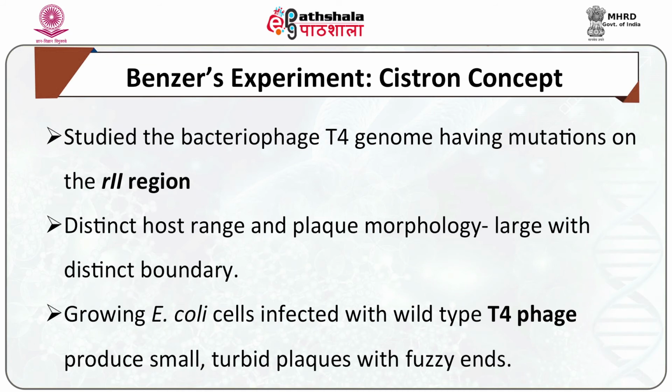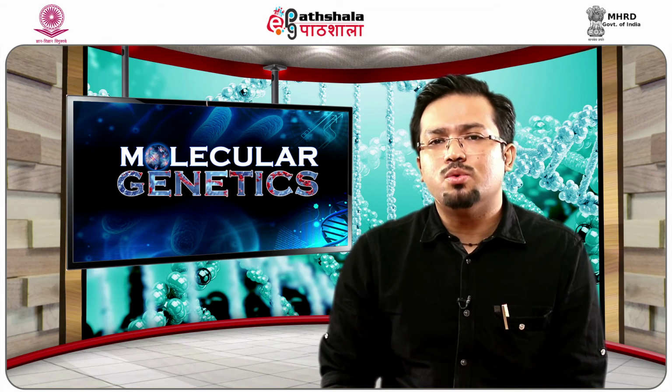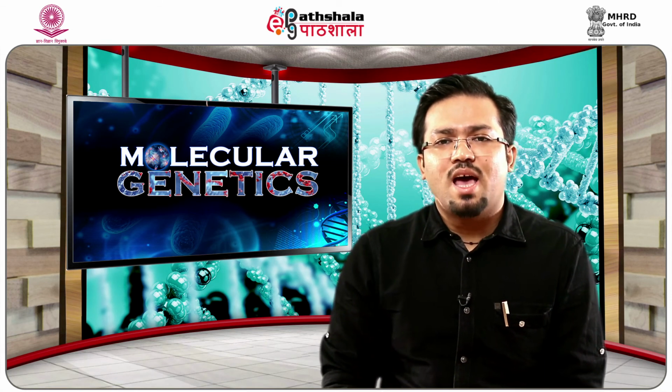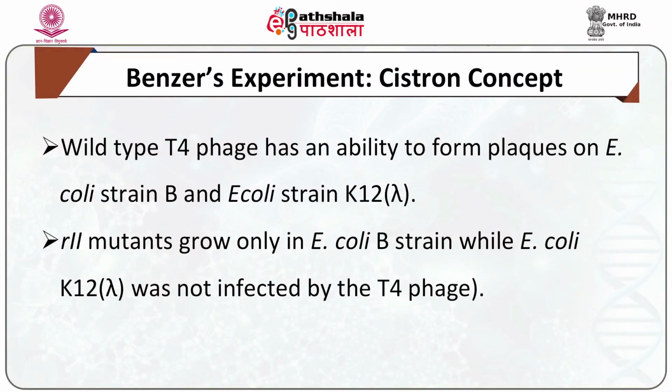Let us dive into his experiment on the cistron concept. Complementation assay: Benzer studied the bacteriophage T4 genome having mutations in the rII gene. The mutants have a distinct host range and plaque morphology. Growing E. coli cells, when infected with the wild-type T4 phage, produce a small and turbid plaque with fuzzy ends, in contrast to the plaque produced by rII mutants, which are smaller in size and possess a distinct boundary. Wild-type T4 phage has an ability to form plaque on E.